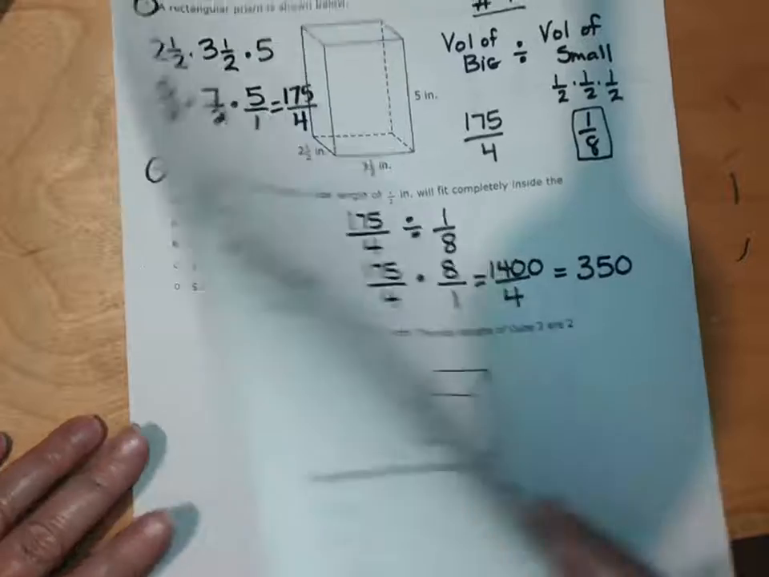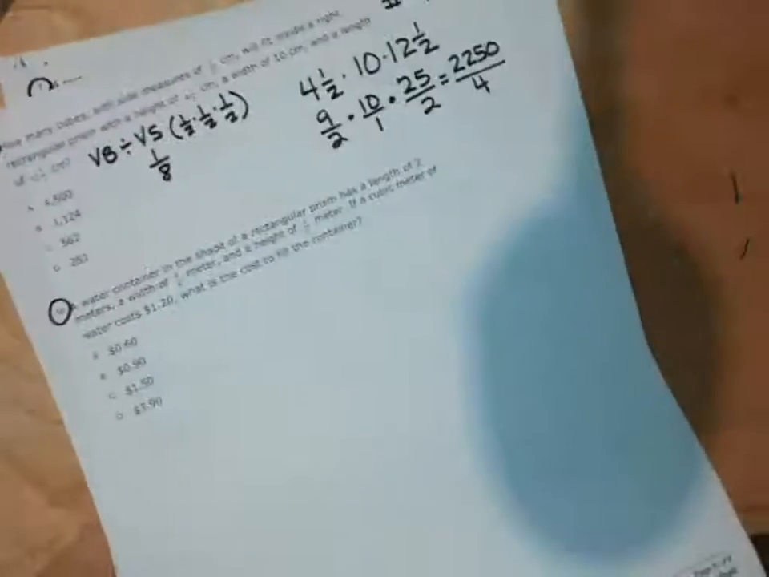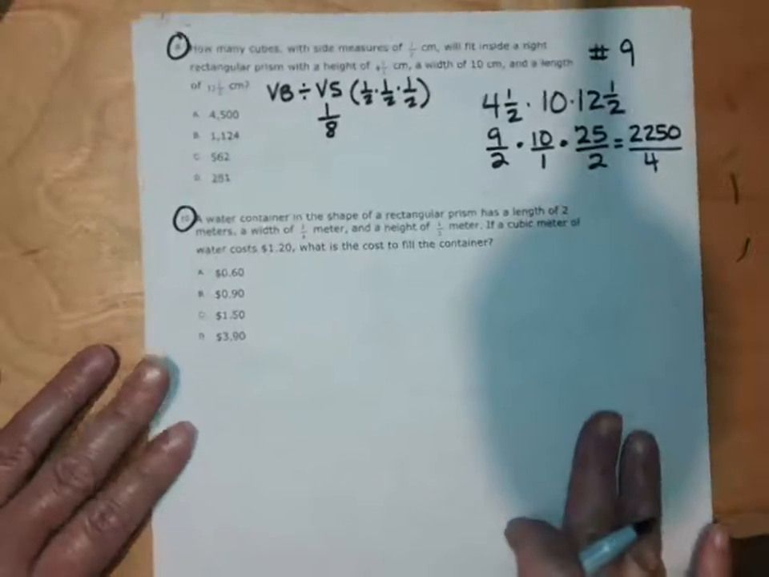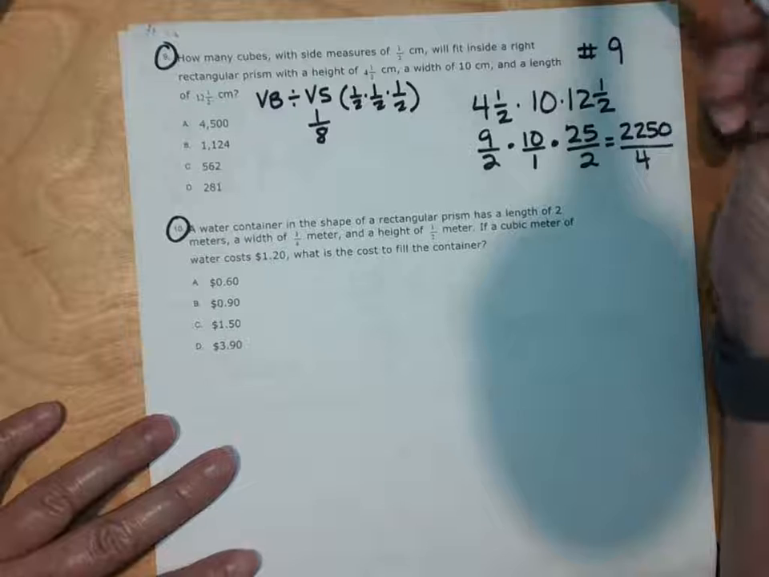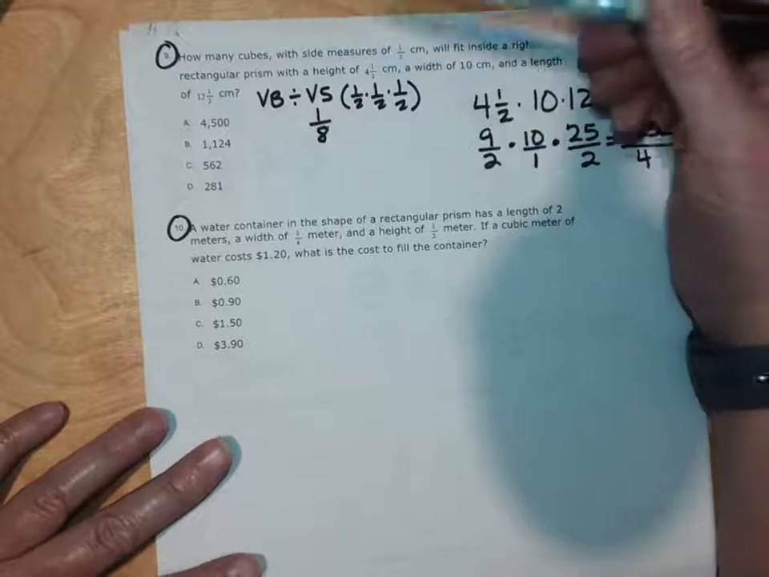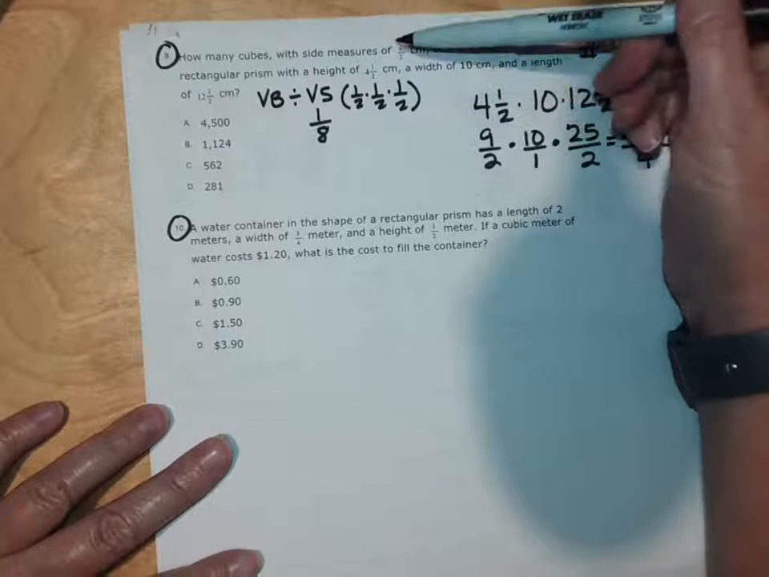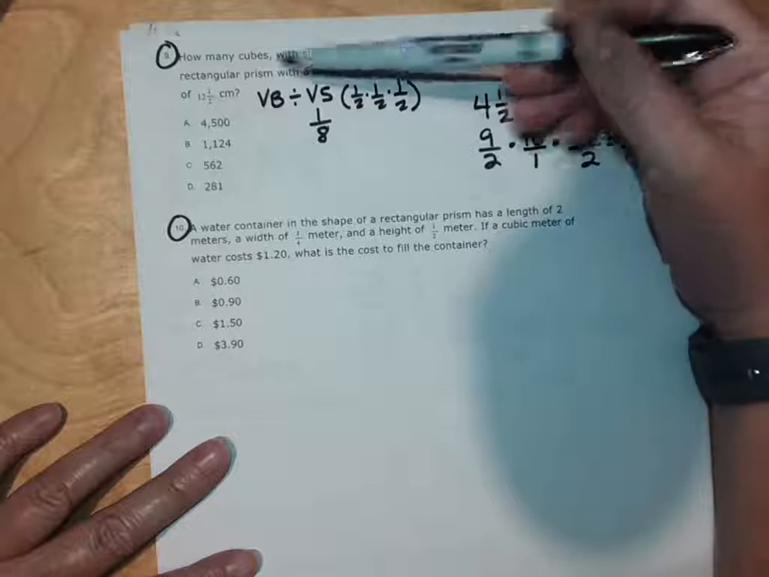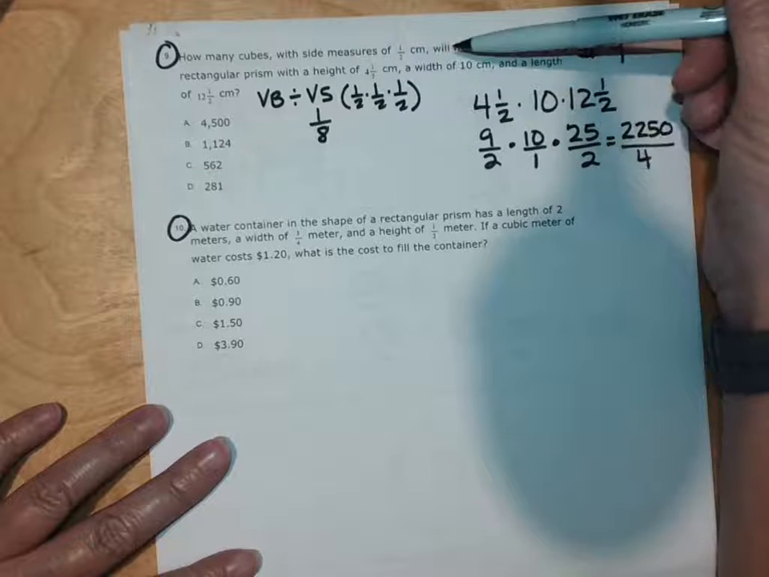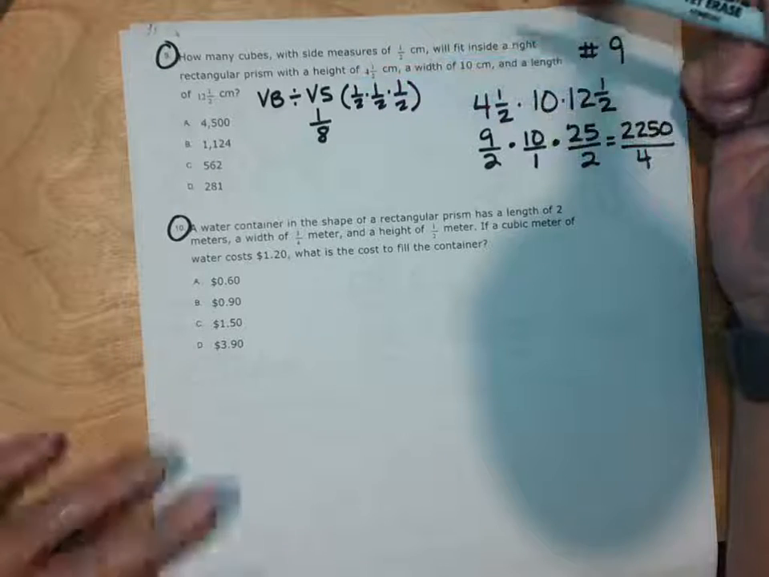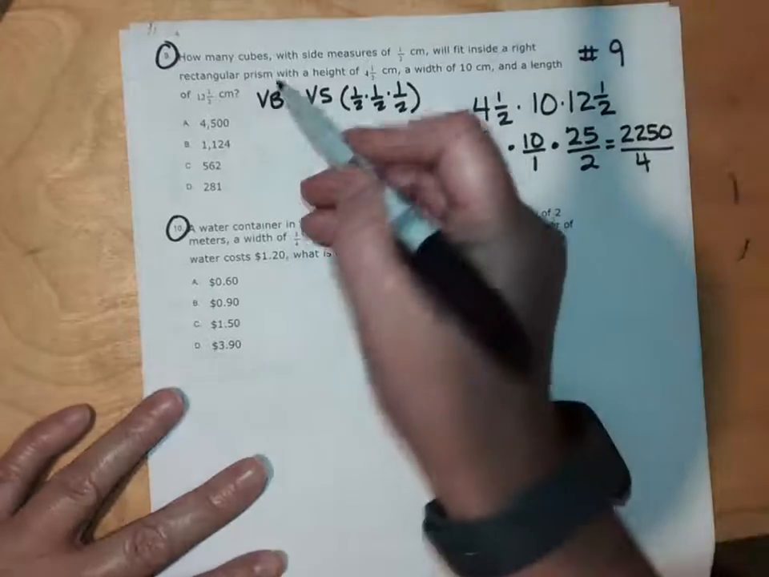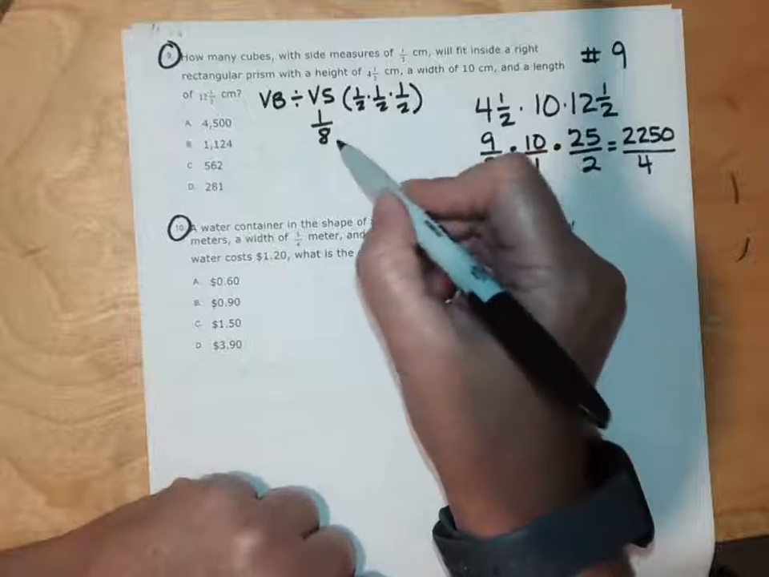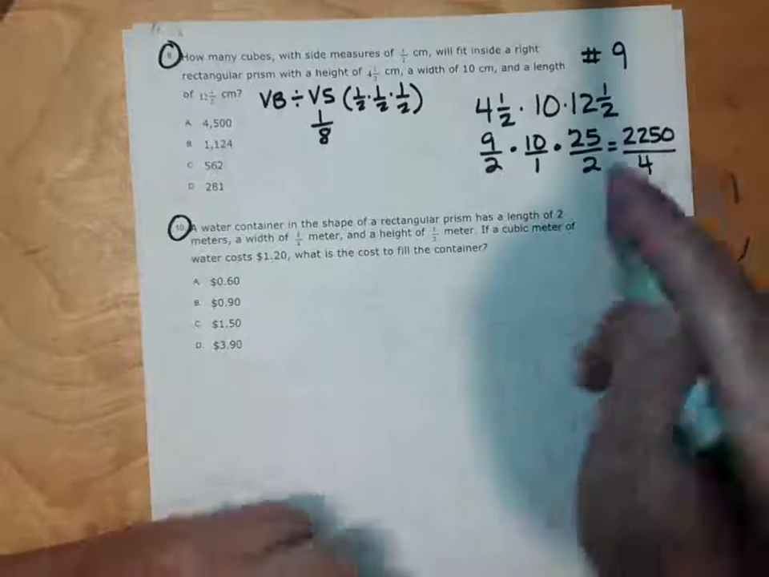Okay? So, problem number 9, you also had an issue with. And you're all over the place on what you thought was the correct answer. This is a very similar question. How many cubes with the side measures of 1/2 centimeter will fit inside a right rectangular prism? Has a height of 4.5, a width of 10, and a length of 12.5. So this is exactly the same way. Volume of the big, volume of the small. And we just did this 1/2 times 1/2 times 1/2. So, 1/8. That's the volume of the small.